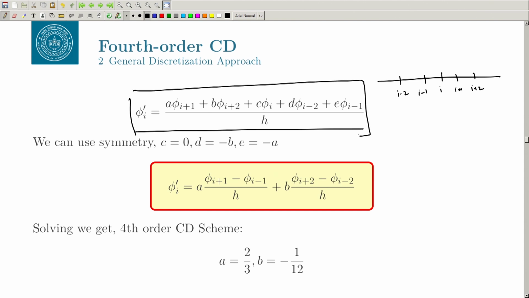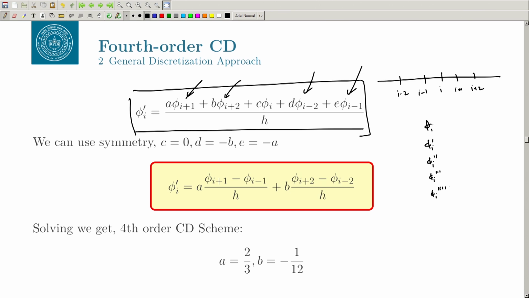Now, what you can do is use the Taylor series expansion around i plus 1, i plus 2, i minus 2 and i minus 1, and get the 5 equations. You have to basically approximate the derivatives phi i prime, phi i double prime, phi i triple prime and phi i 4 prime. Then you will get 5 equations and 5 unknowns, and you can solve it.